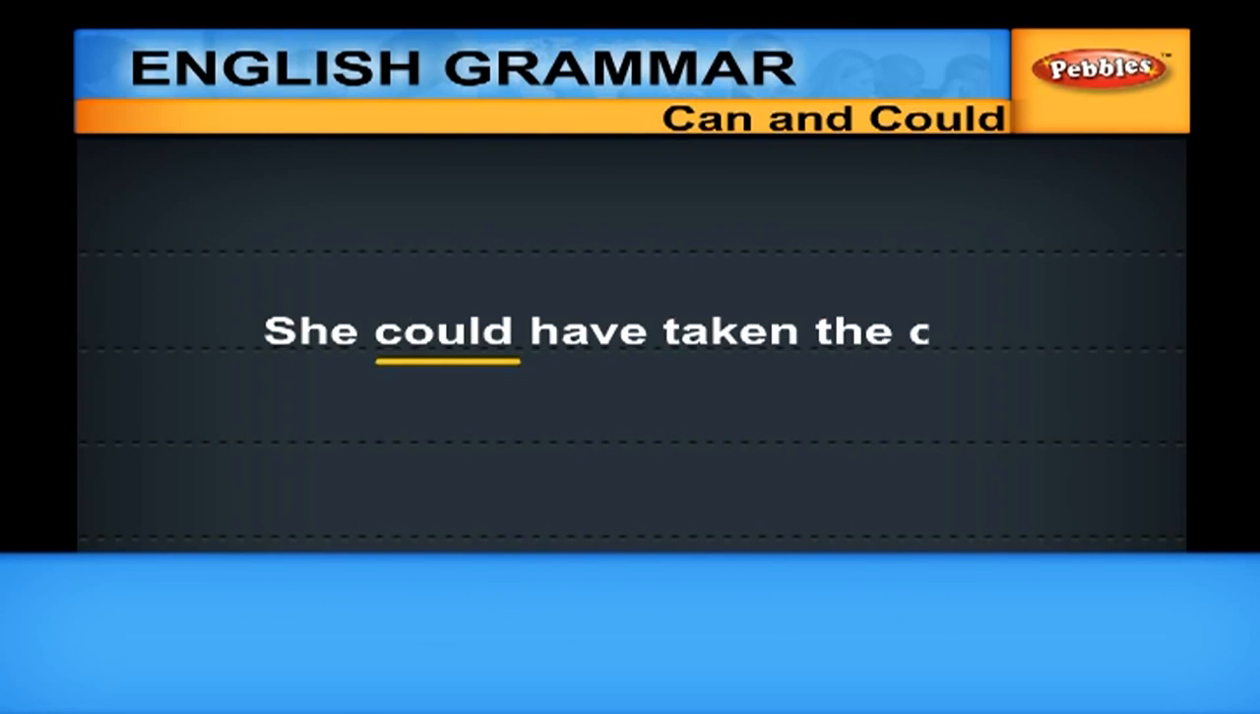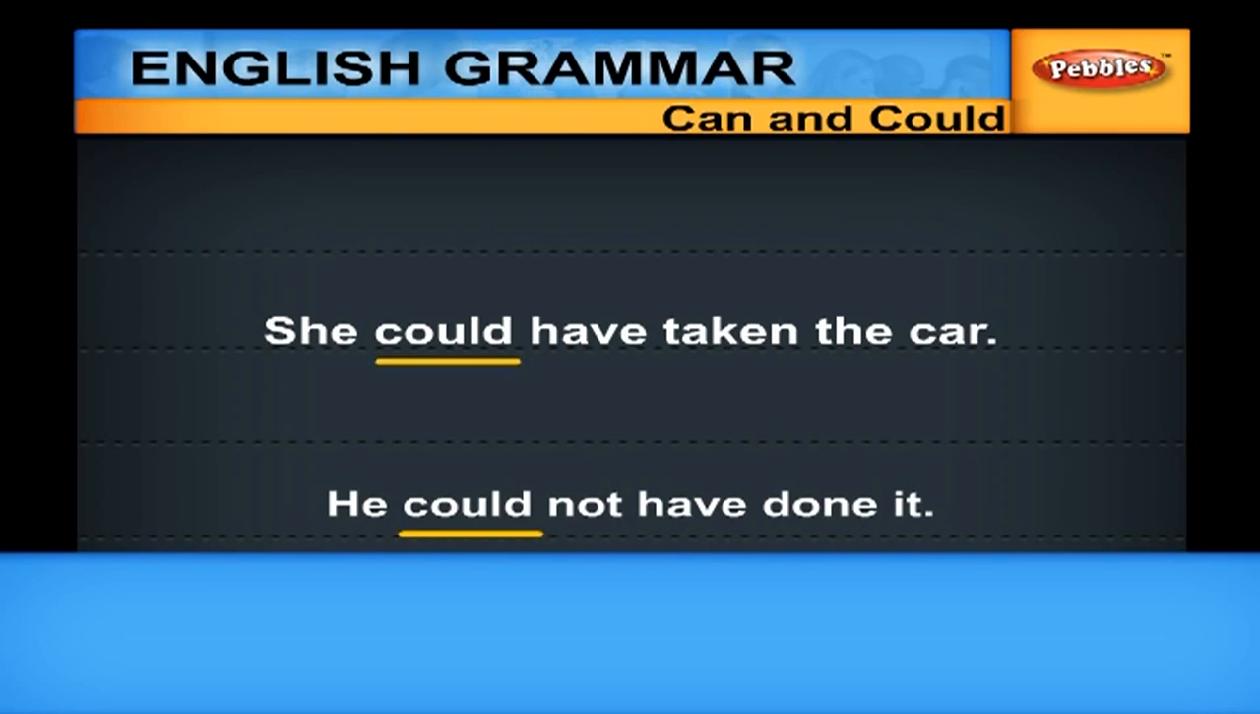She could have taken the car. You are not sure whether she took the car. He could not have done it. You think that it's impossible for him to do that.